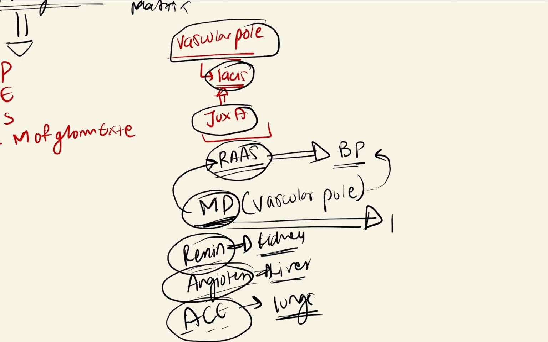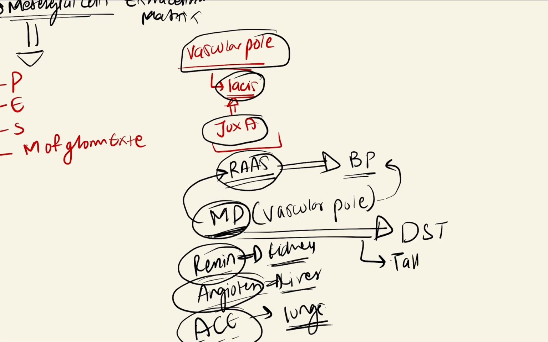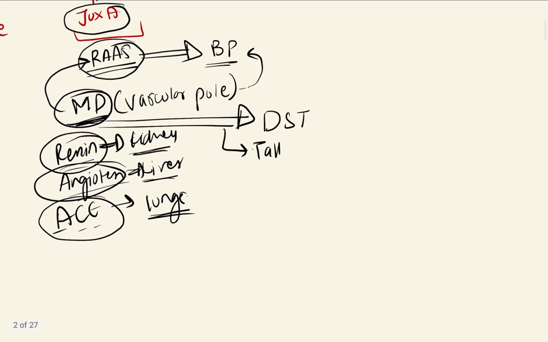Okay, so macula densa is just present where? It is present in the distal straight tubule. Okay, they are tall. Okay, tall. Oh my god, I'm so bad at spelling sometimes. Can't even pronounce tall. So yeah, they are tall, narrow, and dense.